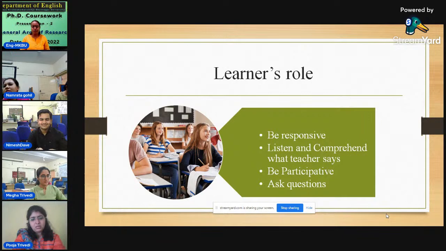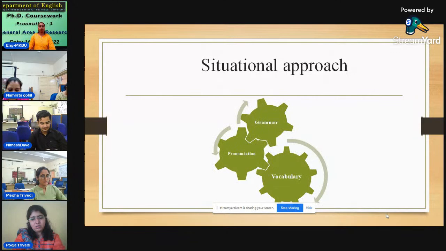Here, the situational approach focuses on basically three things: grammar, pronunciation, and vocabulary. So teach basic grammatical patterns through an oral approach, not in a written format. That is very important for this approach. Pronunciation is also very important, so give your students tasks like listening to music, then reading more and more. Vocabulary can also be enhanced from reading skill. So these three aspects are very important.